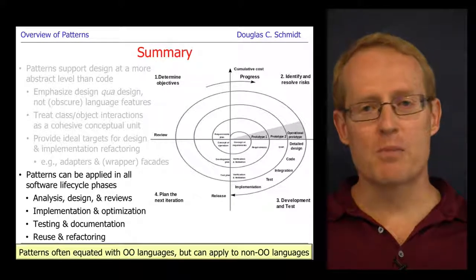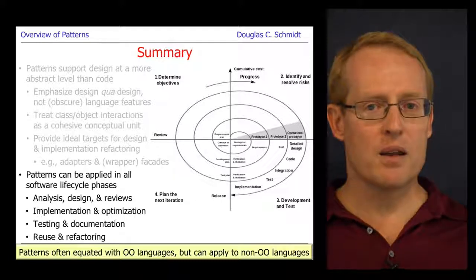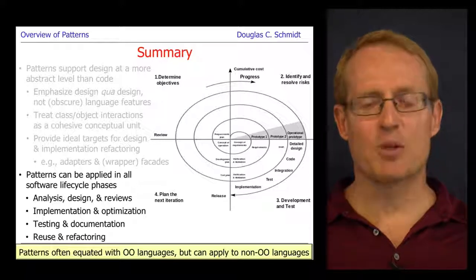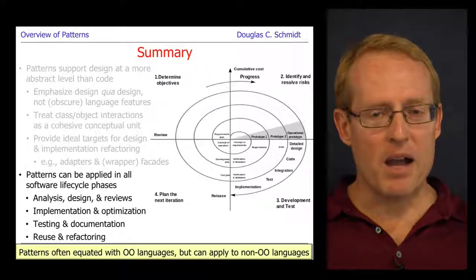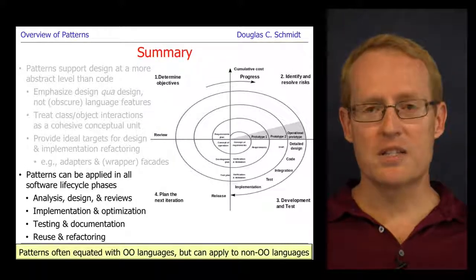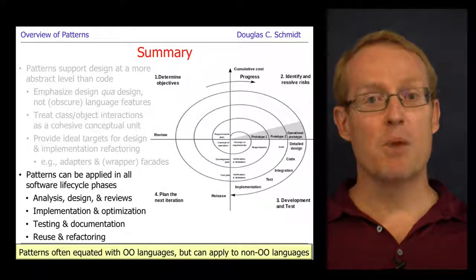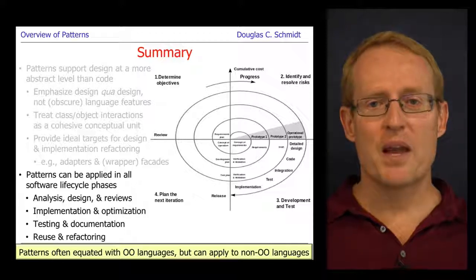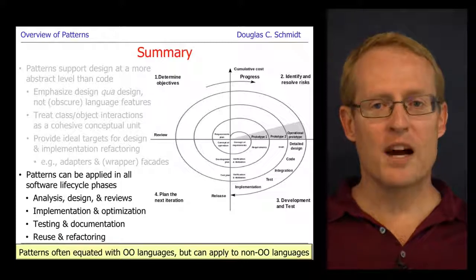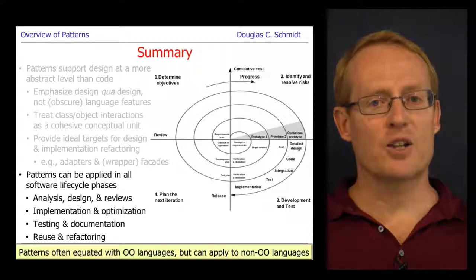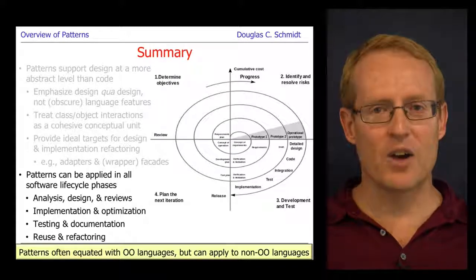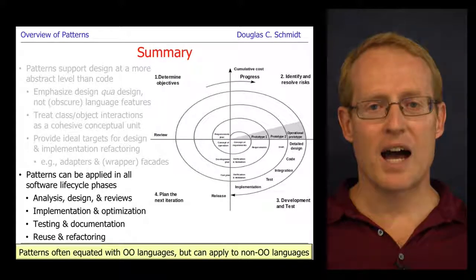And finally, it's important to remember that even though people often equate patterns with object-oriented languages, they can be applied to non-object-oriented languages as well. In fact, in my experience, developers who are programming in non-object-oriented languages like C are actually the ones who benefit the most from knowledge of patterns, because the language features themselves often don't constrain you to follow any particular design. So the knowledge of patterns can help to make it easier to read the code and maintain and evolve the code, even though it's written in a non-object-oriented language.